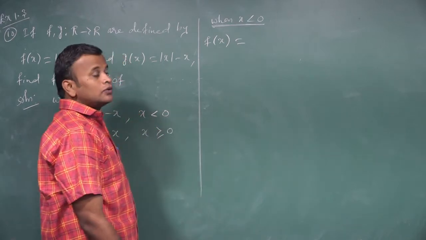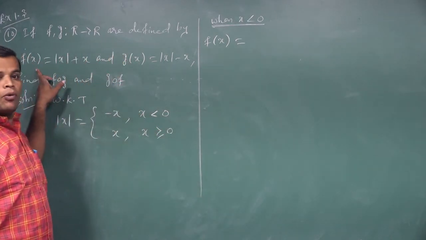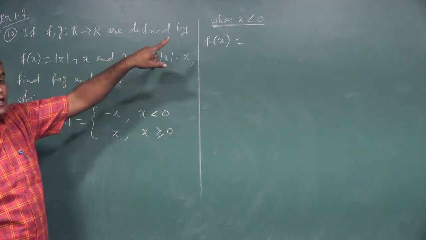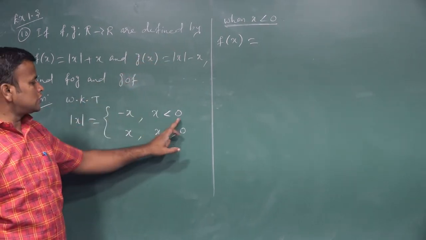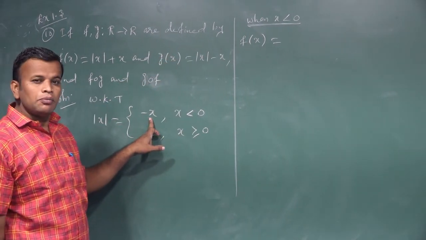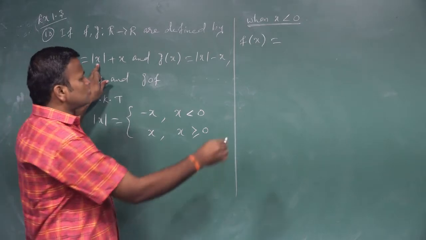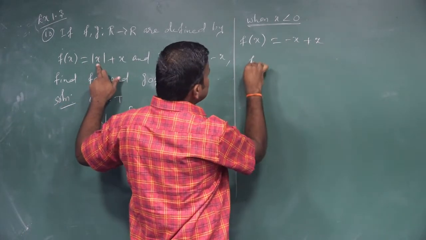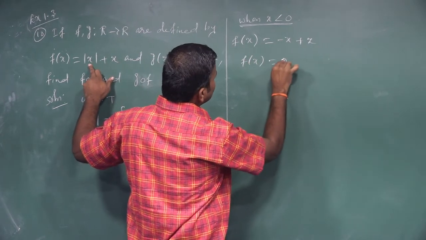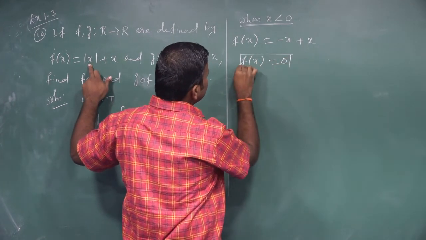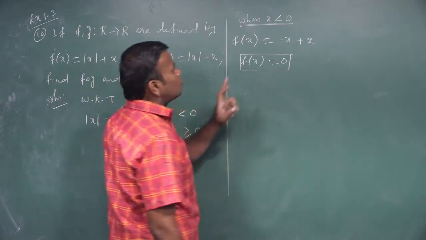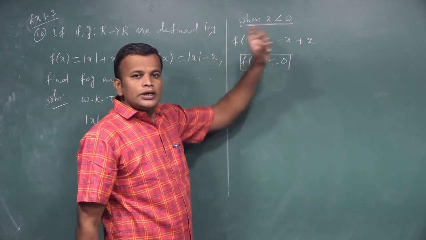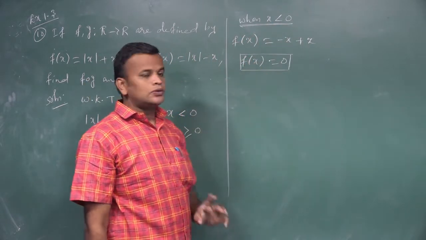The f(x) value: how do we define f(x)? |x| + x. Now we say x is less than 0. When x is less than 0, the value of |x| is -x. Already +x is there. So the f(x) value is 0. So when x is less than 0, the value of f(x) is exactly 0.